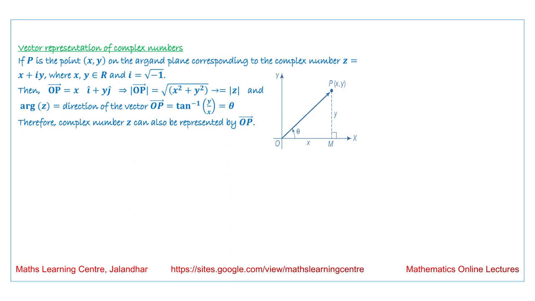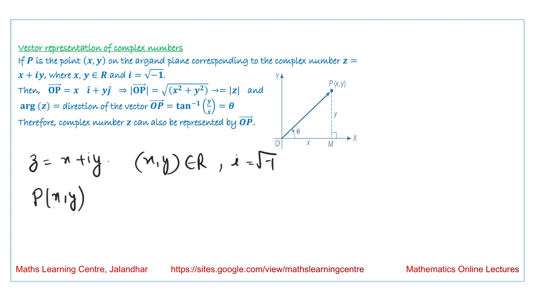Suppose that we have a complex number z of the form x plus iota y, where x and y are real numbers, and iota, we know, is equal to square root of minus 1. Then this complex number can be represented in the plane as a point P(x, y), where x is the x coordinate and y is the y coordinate.